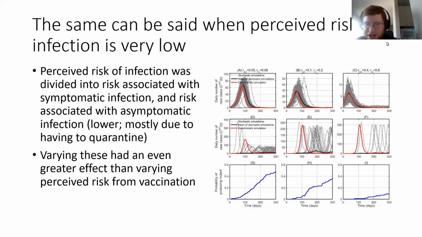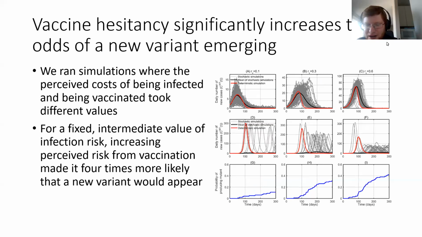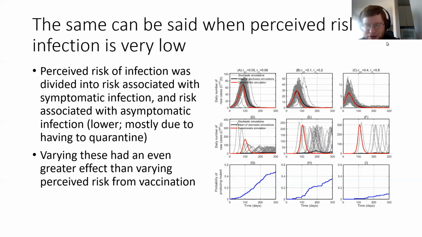But if the perceived risk of infection, because that's something else that really governs how willing people are to get a vaccine, because if there's no perceived risk of infection, then nobody's going to do it. But if we vary that, then that actually had an even larger effect than varying the perceived risk of vaccination. They're both pretty important. But perceived risk of vaccination is associated with a fourfold increase in probability of a mutant strain emerging. Altering the perceived risk of infection gave us even more drastic changes.